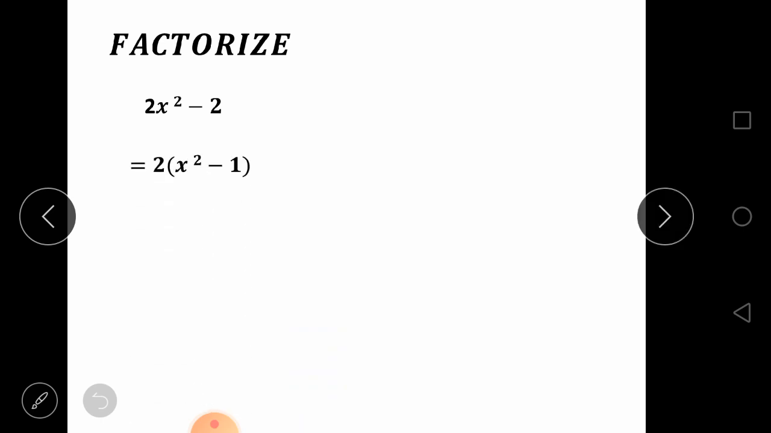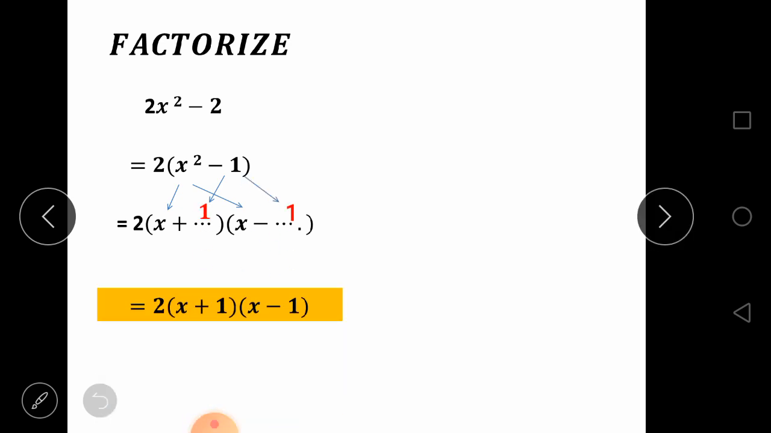Now let's go to the next example, which is 2x squared minus 2, and again we have a common factor and a difference between two squares. So we have two steps. The first one is the common factor, which is 2, giving 2 times x squared minus 1. And again we factorize x squared, and we keep the 2 as it is, x and x, plus and minus. We factorize 1, which is 1 times 1. So the answer will be 2 times x plus 1 times x minus 1.